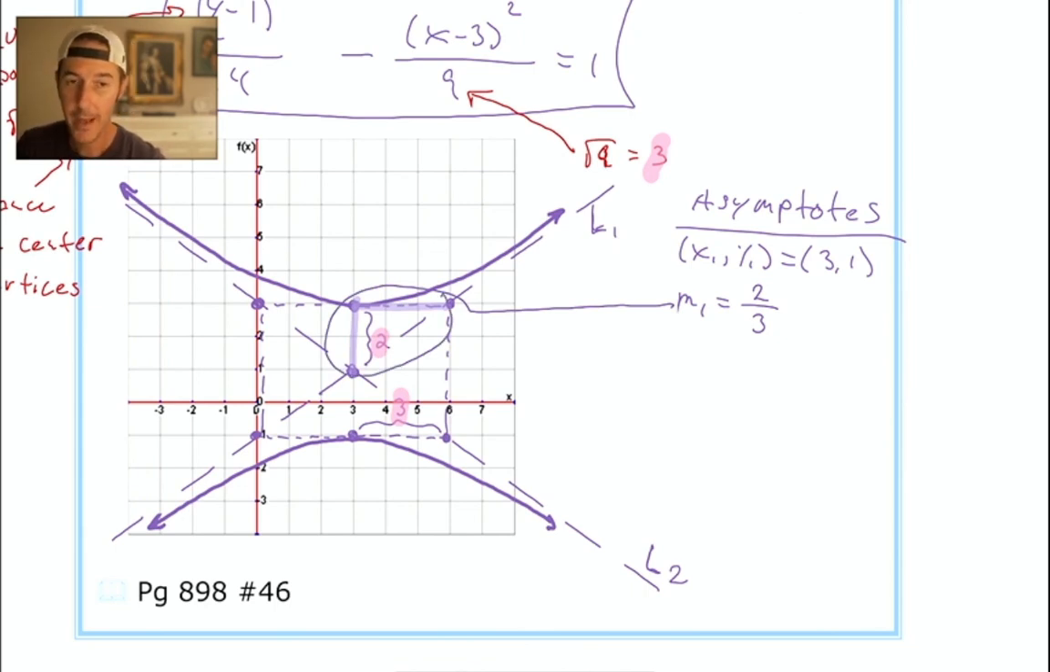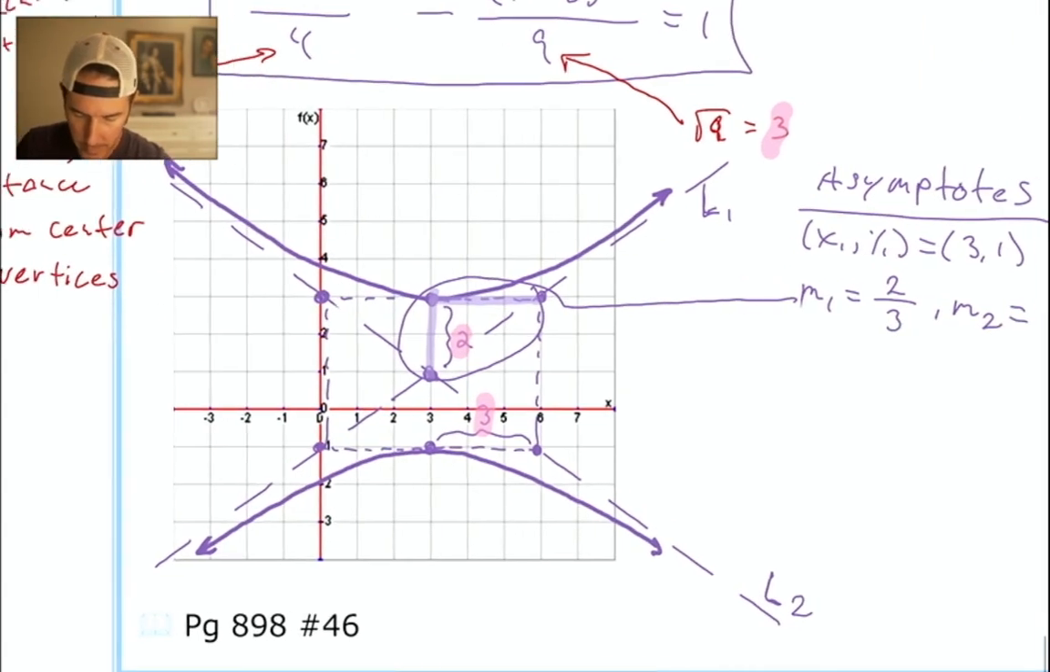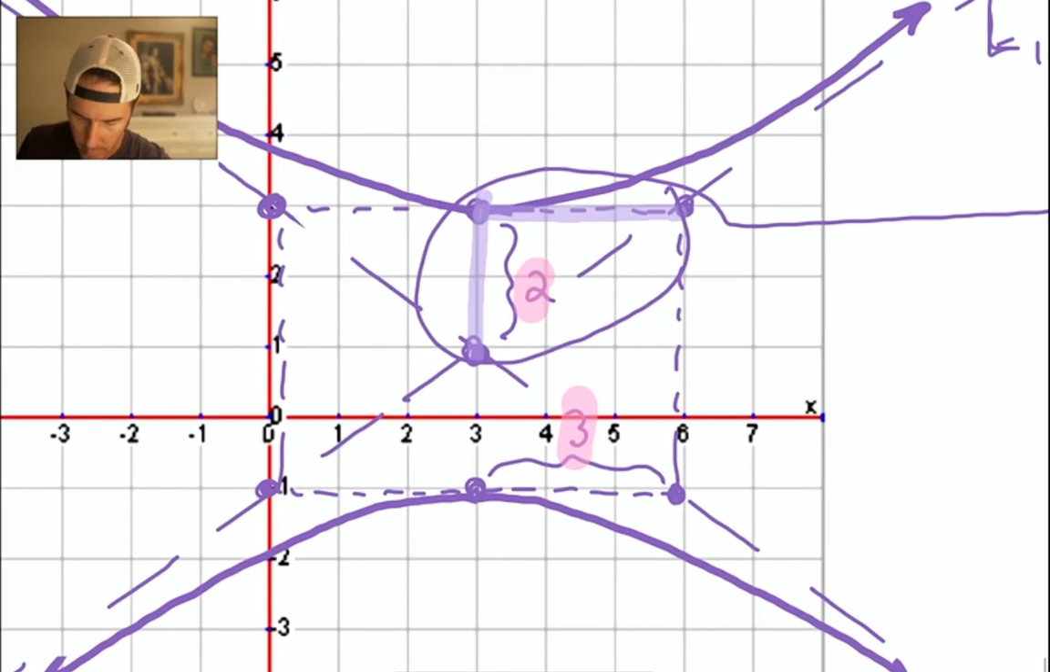If you want to draw that line and circle that little part of a triangle right there, you're welcome to. You don't have to. I'm leaving it there, though. What else? Oh, yeah, we need m2. All right, so to find m2, I'm going to come in here.